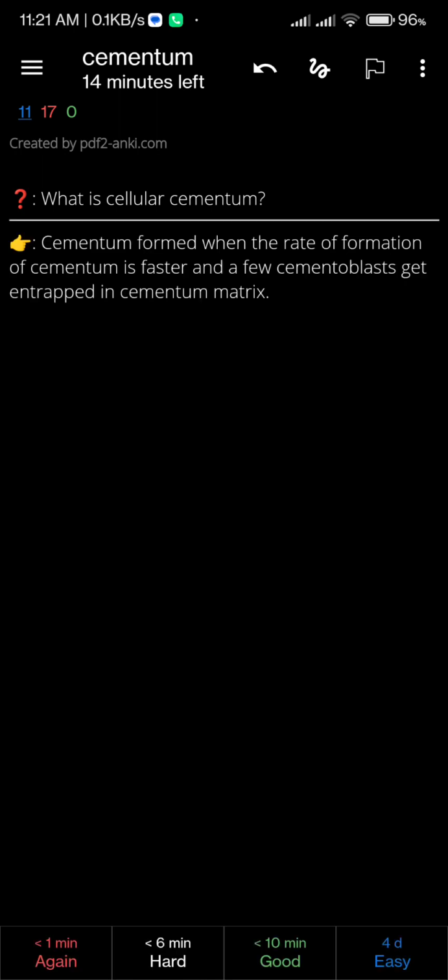So what is cellular cementum? Cementum formed when the rate of formation of cementum is faster, and a few cementoblasts get entrapped in the cementum matrix, that is called cellular cementum.